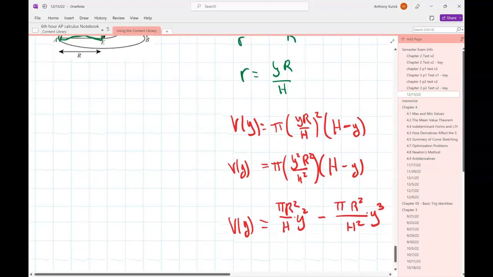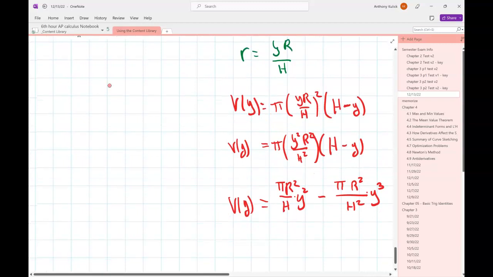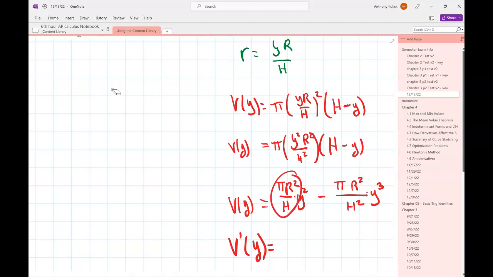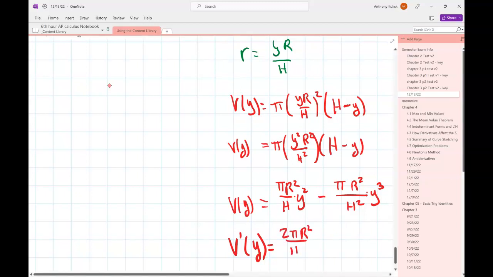Let's do that. And you can pull out the... Well, this part doesn't matter when I do the derivative, right? Right. It's like our coefficient. Yeah, it's just a coefficient. So it's just going to be 2 pi r squared h times y minus 3 pi r squared h squared y squared. Done. Easy. It's like the easiest derivative you'll ever have to do, right?